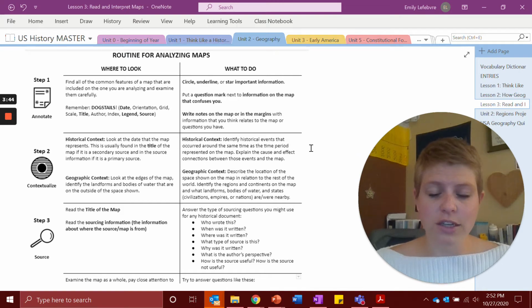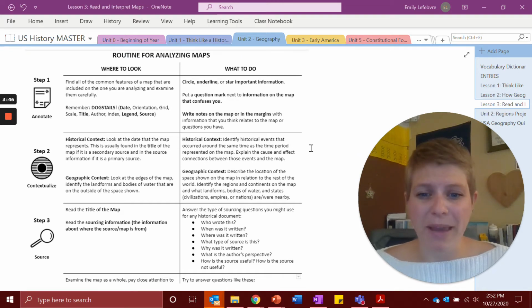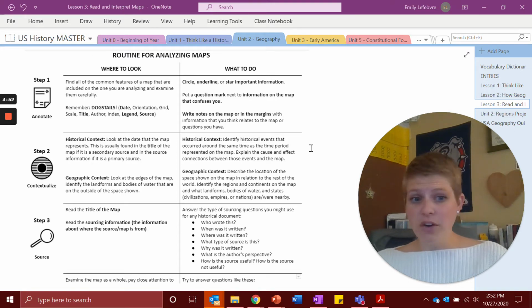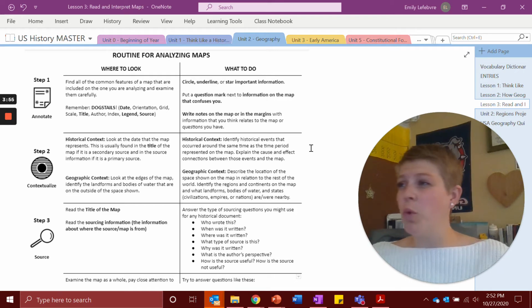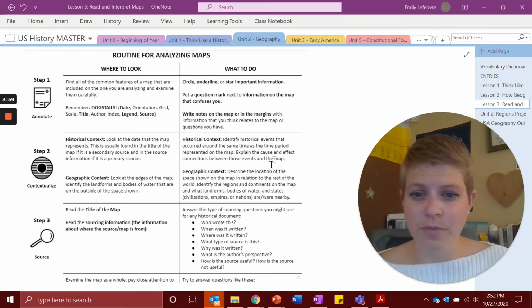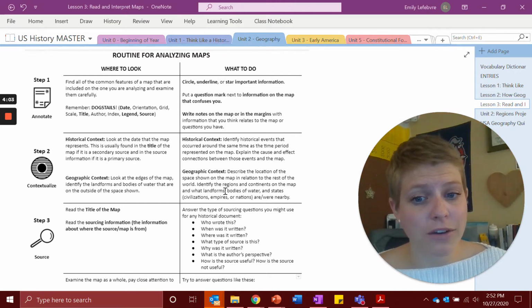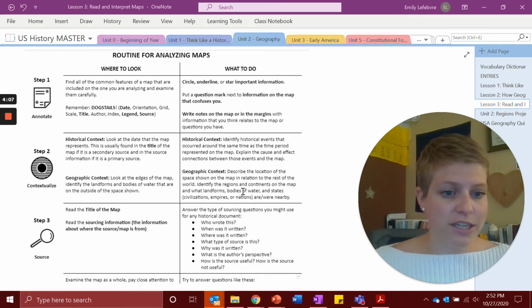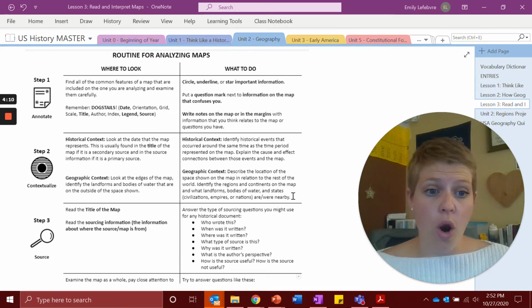Geographic context, you're going to describe the location of the space shown on the map in relation to the rest of the world, right? Where is this thing? Is it on the southern hemisphere, the northern hemisphere, west of Africa, north of Asia? Where is this thing? Identify the regions and continents on the map and what landforms, bodies of water, and states or civilizations, empires, nations were or are nearby.